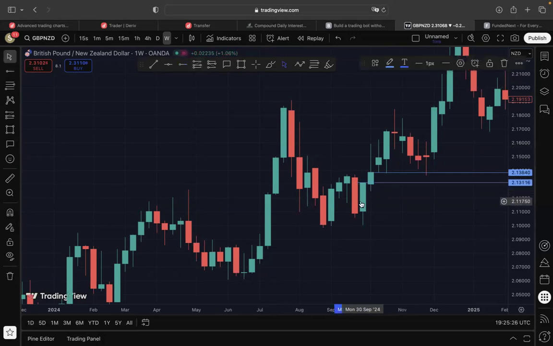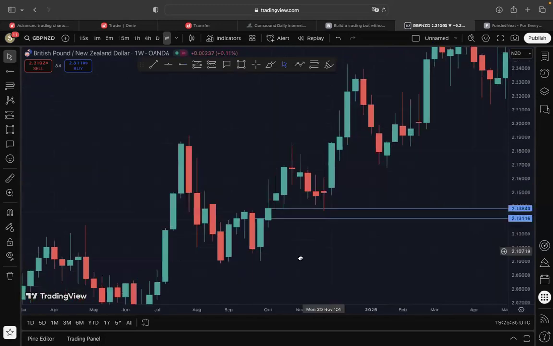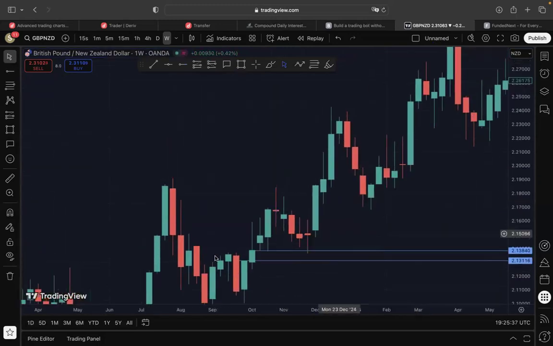Look at this. This is our A, B, and C. There's actually a gap there. And as you can see, the market tapped into that gap. You guys are following.